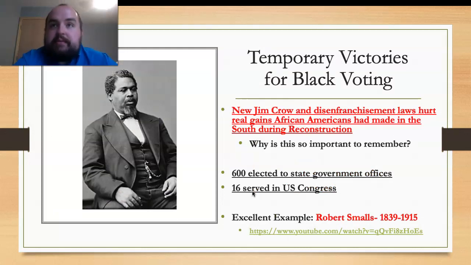However, since I've been very negative on the experience of African Americans after Reconstruction and the Civil War, I do want to make one thing very clear. These Jim Crow disenfranchisement laws actually hurt real gains African Americans had made in the South during Reconstruction. Why do you think it's important to remember that it hurt actual gains that had been made? Pause for the viewers at home once again.